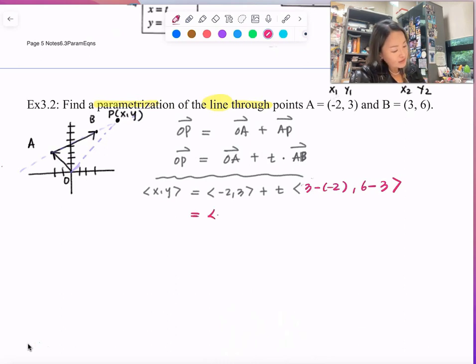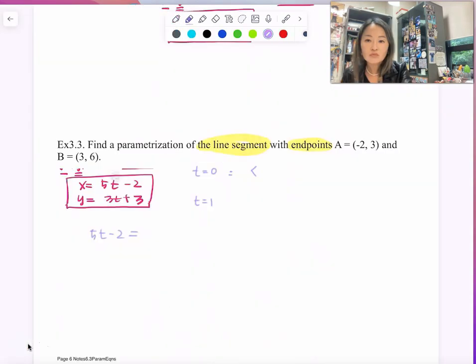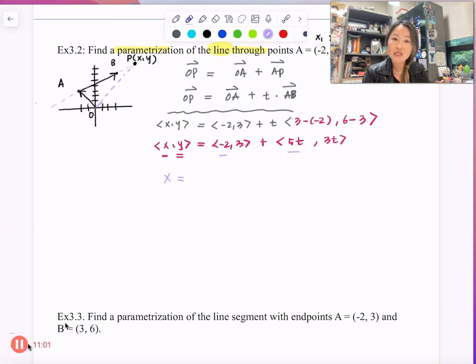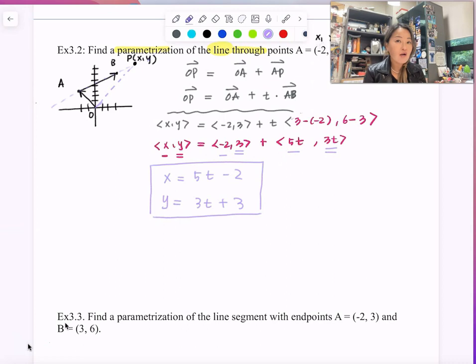So I get -2, 3 plus, can I just do the calculation right now? It's 5t and 3t. I just multiply the t. So now I'm sure you see the connection here. We already have our x component, the horizontal component, so it's going to be 5t minus 2. What's our vertical component? Y equals the vertical components, so it's 3t plus 3. That is the parametrization of the line through points A and B.